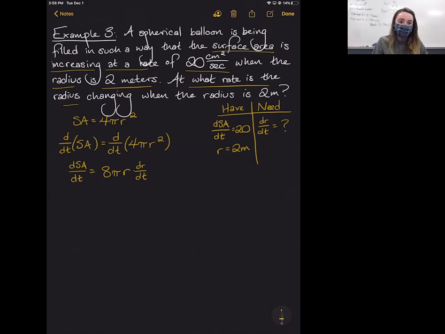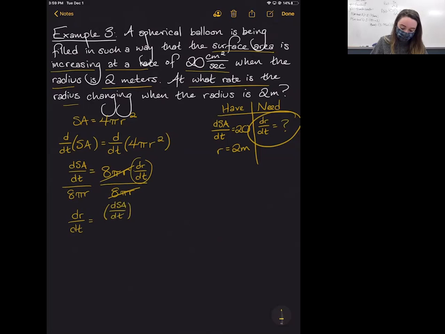Now here's something interesting. Right now, the derivative of the surface area is isolated. However, we're looking for the derivative of the radius. So I'm going to divide both sides by 8 pi r just to isolate dr dt. So this will cancel out. And I'll just switch the sides to make it a little bit prettier. dr dt equals the derivative of the surface area over time divided by 8 pi r.